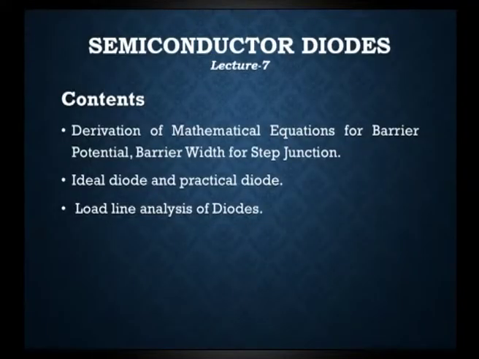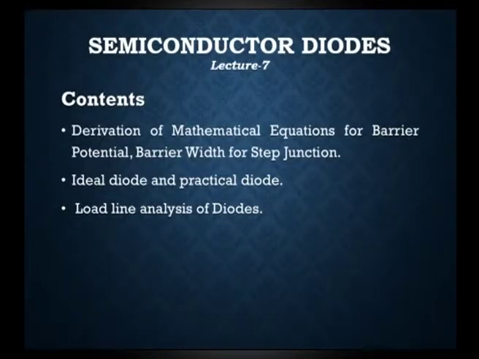Now we are going to derive some of the equations that are relevant to the PN junction. Contents that we are going to discuss in this session are derivations for mathematical equations for barrier potential and also the barrier width for a step junction. So we are going to derive an equation for barrier potential, that is the built-in potential, and also the barrier width considering the step junction. And also we are going to discuss about ideal diode and practical diode, and lastly we are going to discuss about load line analysis of diodes.